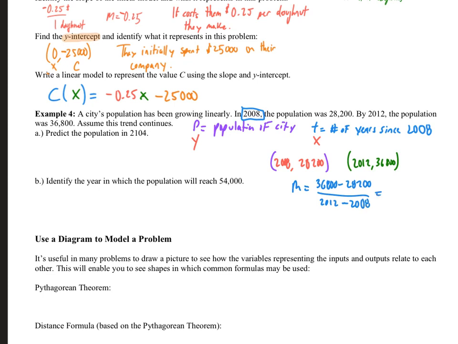Okay, which is 8,600 divided by 4, which is 2,150. Okay, so every year it's going up 2,150.